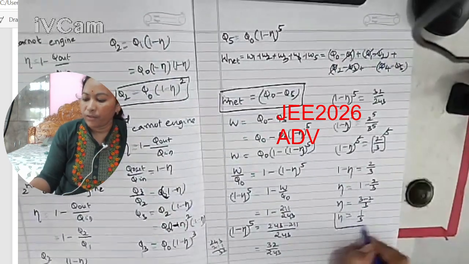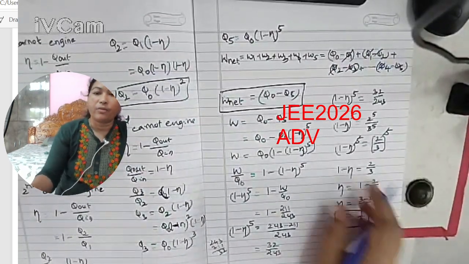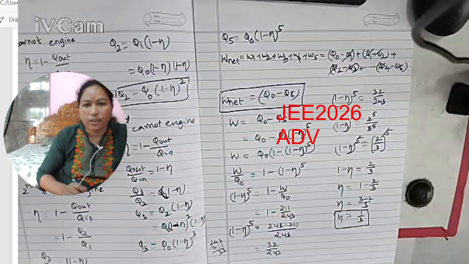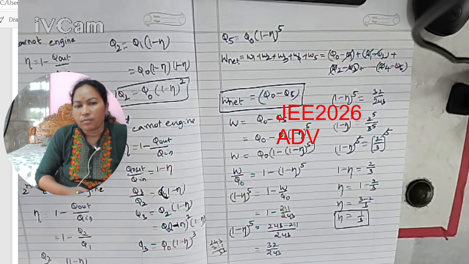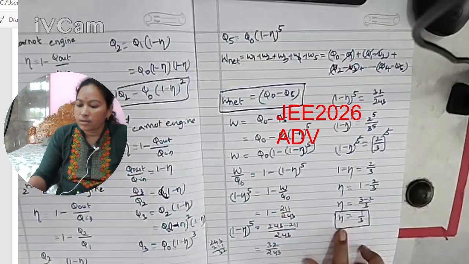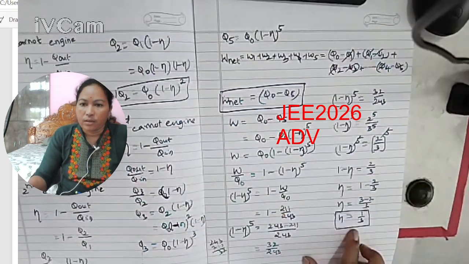What is the value? The efficiency. The efficiency of the engine is 1 by 3. The efficiency of an engine, as we have seen theoretically, is always less than 1. So you get eta is equal to 1 by 3.